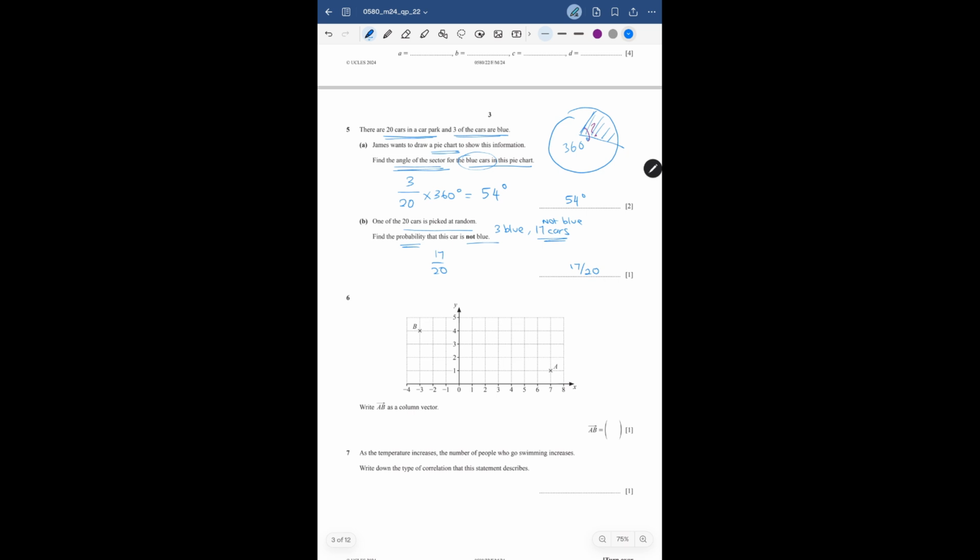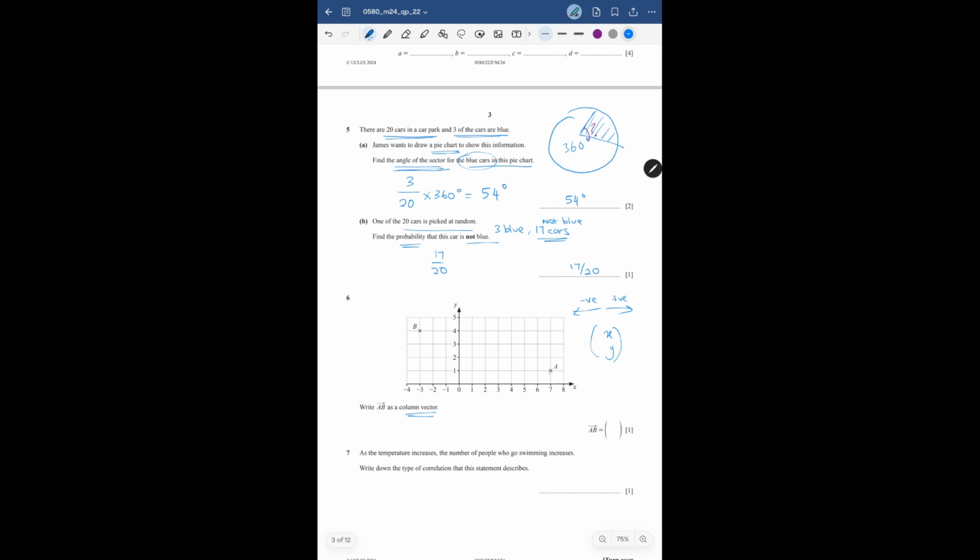Question number 6. Write AB as a column vector. You need to go from A to B. If you want to write your column vector, the top is X and over here is Y, X movement and Y movement. Your X movement can only move to the right or to the left. If it moves to the right, it will be a positive value. If it moves to the left, it will be a negative value.